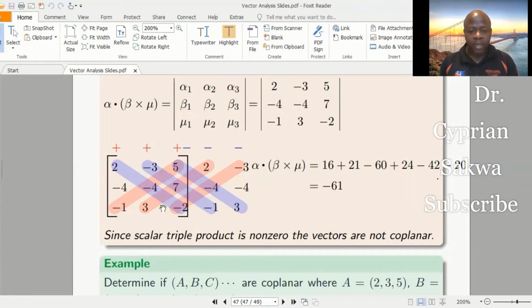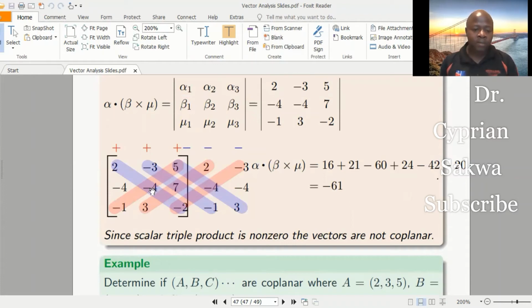And then we have these other diagonals in red. They are running from top right to bottom left. Multiply along these diagonals as you subtract the result. So -3 times -4, that is positive 12, times -2, that is -24. So when I subtract -24, I get positive 24. And then this other one gives me 42 subtracted.